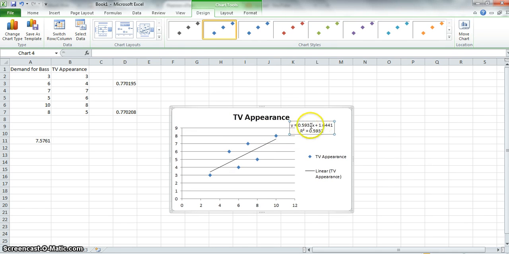Again, this is your y equals mx plus b. There's your slope. There's your y-intercept. And again, the r squared is, you can find your r from, which is your correlation coefficient. How well the data matches up linearly.